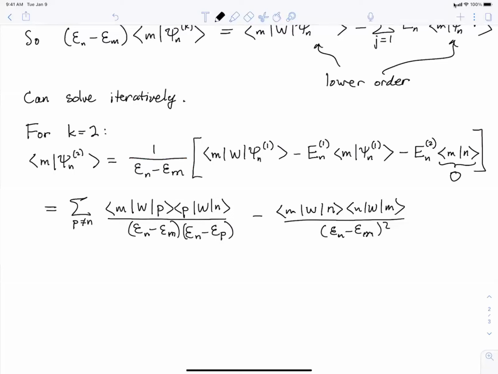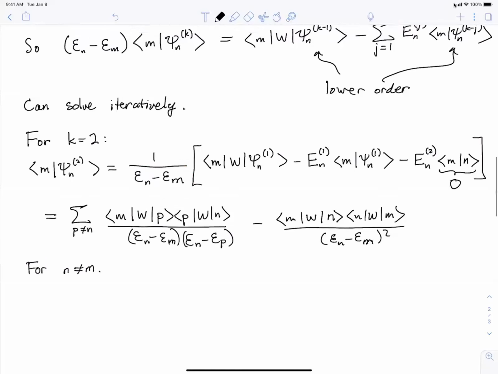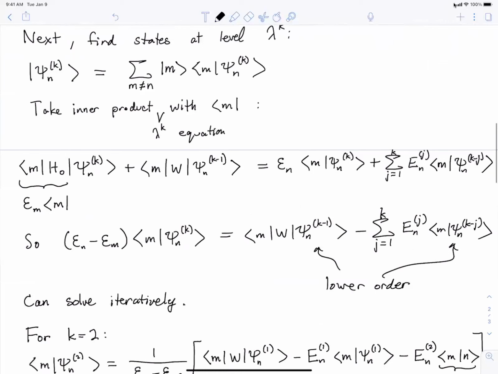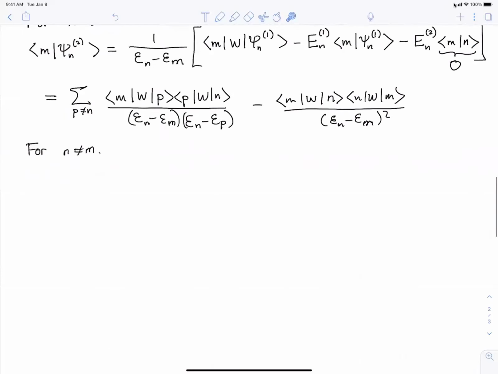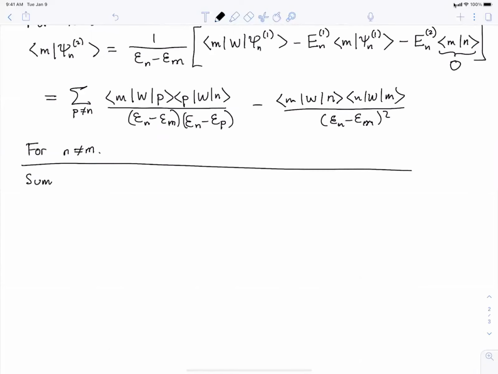Okay, good. All of this is true, of course, for n not equal to m. But going back up here, we see that that's all we need anyway. We don't need to compute this thing that we just computed when n equals m, because it just doesn't contribute to the sum. Now let's summarize what we have so far.